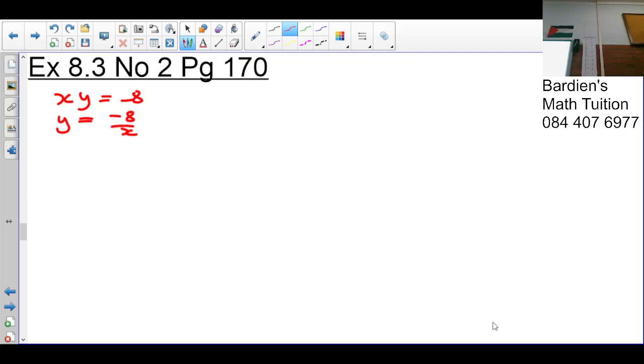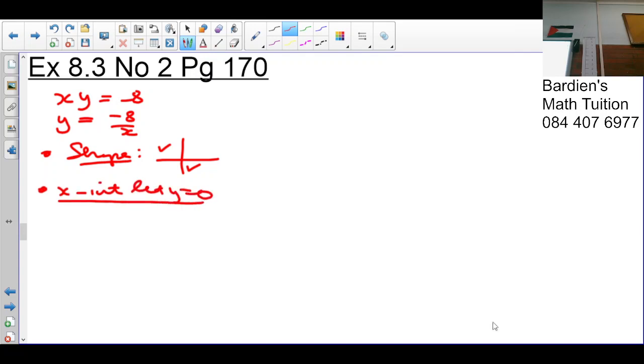So when we start, what can we say about the shape of this graph? It's going to lie in quadrants 2 and 4. Remember, it's negative now. What we do thereafter, x-intercept. We let y equal 0. So 0 is equal to negative 8 over x. Cross multiply, 0 is equal to negative 8. So therefore, no x-intercept. It does not cut the x-axis.